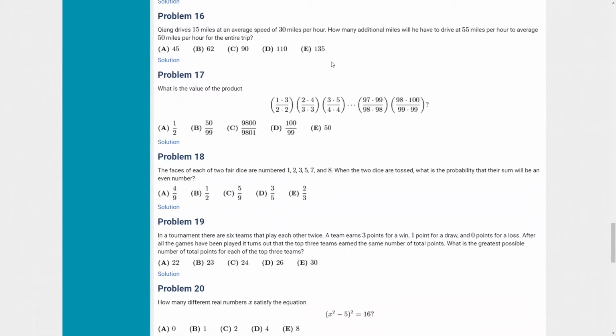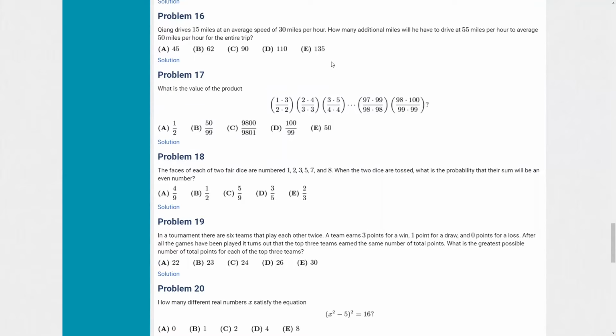Problem number 16. I apologize if I butcher this, but Qiang drives 15 miles at an average speed of 30 miles per hour. How many additional miles will he have to drive at 55 miles per hour to average 15 miles per hour for the entire trip? Right, so this question, we can solve this really quickly with algebra.